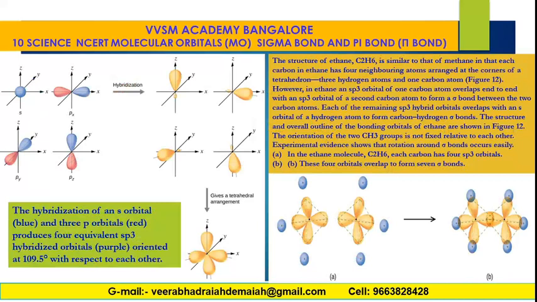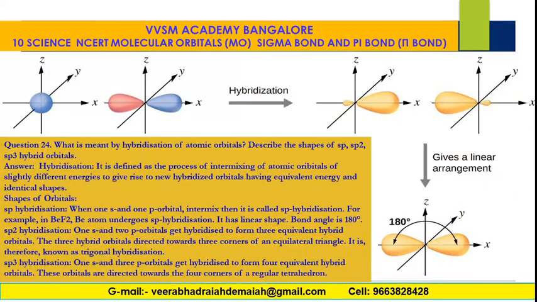The hybridization of orbitals, the structure of C2H6, for example, ethane. If you observe in the ethane molecule C2H6, each carbon has sp3 orbitals. Here, these orbitals overlap to form 7 sigma bonds. What is meant by hybridization of atomic orbitals? Describe the shapes of sp, sp2 and sp3 hybrid orbitals.